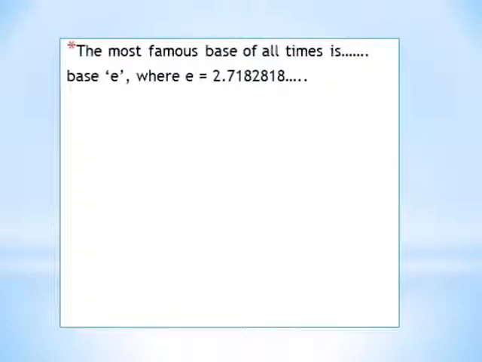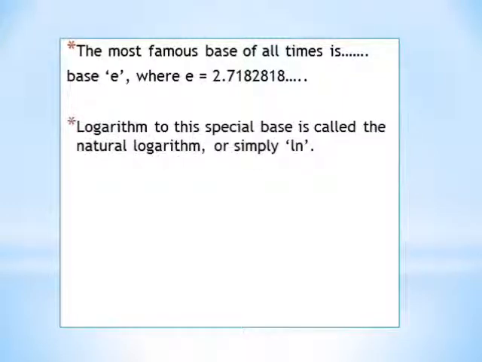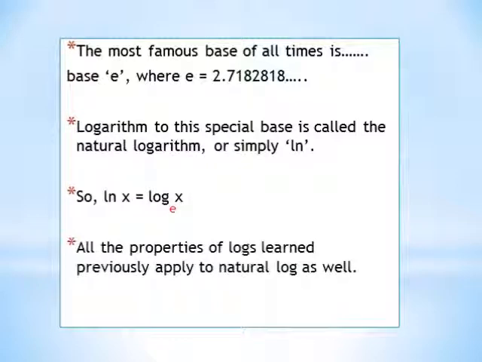And this brings us to the most famous base of all time. Okay, maybe a slight exaggeration, but nonetheless a very commonly used base is base e, which represents Euler's number, 2.7182818 and so forth, a non-repeating decimal. And this comes up so often with logarithmic functions that it has a special name. Logarithm to this special base is represented by simply ln, short for natural log. So if we write ln x, what that means is logarithm of x, but to the base of e. And all the properties of logs that we've learned previously apply to the natural log function as well.